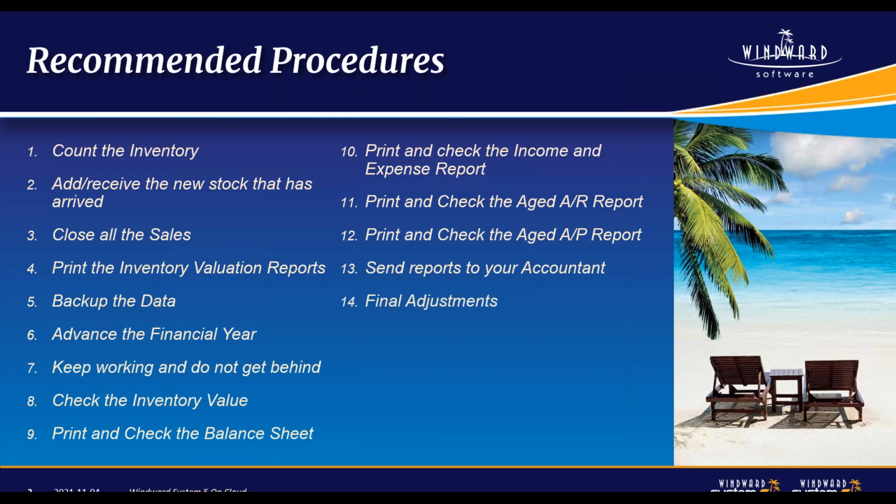Number 14, final adjustments. When your accountant is done, you will get a list of adjusting entries for depreciating some of your assets and other important calculations. You need to create these adjusting journal entries and post them to the last day of your previous financial year. Whenever you backdate transactions, you need to make sure that your date matches your book month, because there's a tendency that when you backdate, the book month doesn't follow the new date. So make sure that the book month matches, just to prevent issues. All right, so that's for the recommended procedures.